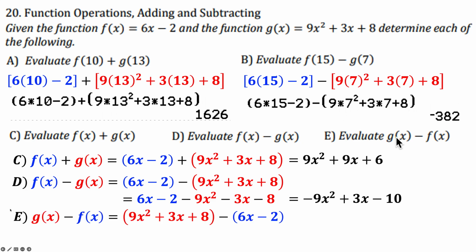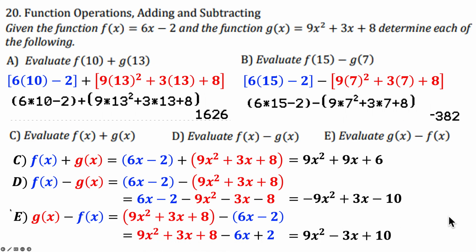And last, we have g of x is now first. Be careful, make sure you put that one first, minus f of x. So now we change the 6x to a minus 6x and the minus 2 to a plus 2. Combine them together, 9x squared minus 3x plus a 10. And that will wrap up section 5.1.